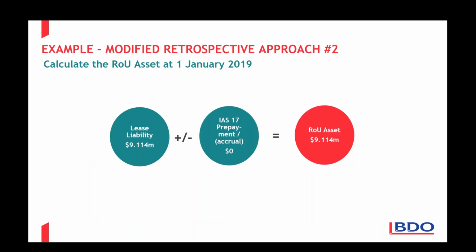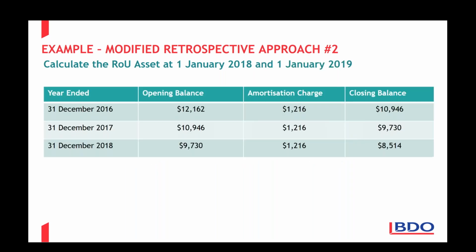And now you're saying, okay, how do I calculate the right of use asset at 1 January 2019? Remember, when we did modified retrospective approach 1, we did the nice shortcut approach. However, when we do it now, we can't use that approach. We have to calculate the right of use asset by taking the right of use asset that we've determined, and we have to have an amortization charge over 10 years, and we have to work out our right of use asset is 8514 on the 1st of January 2019.